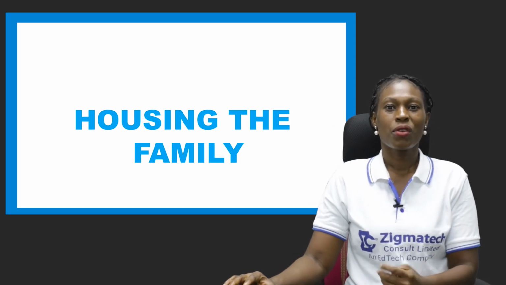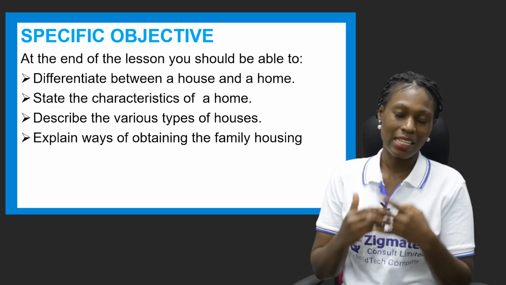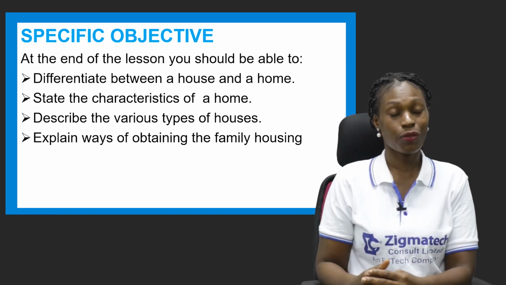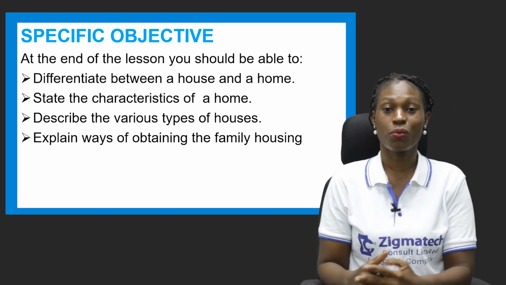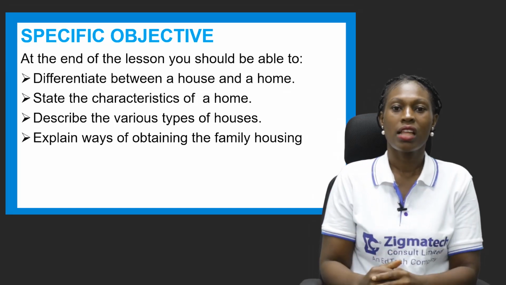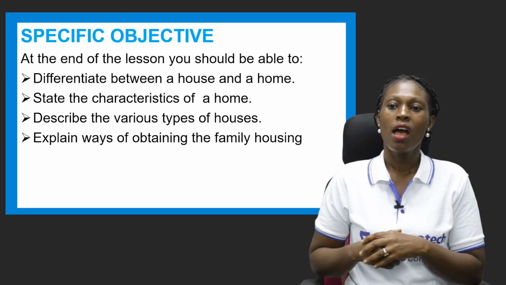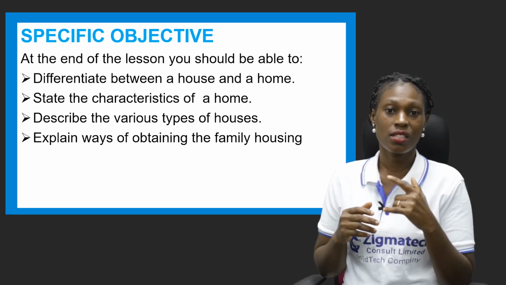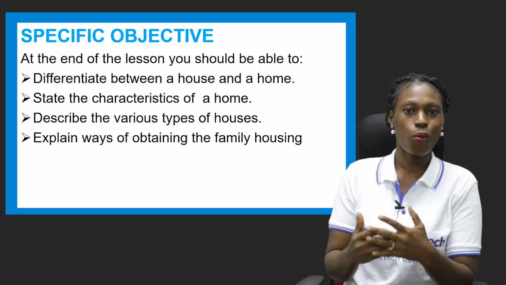Now, before we move on, there are some things you need to know in the course of this topic for today. So the first thing you should be able to do is to differentiate between a house and a home. So yeah, there are two different things and they mean two different things. And also you should be able to state the characteristics of a home. What is expected in the home? What should a home look like?